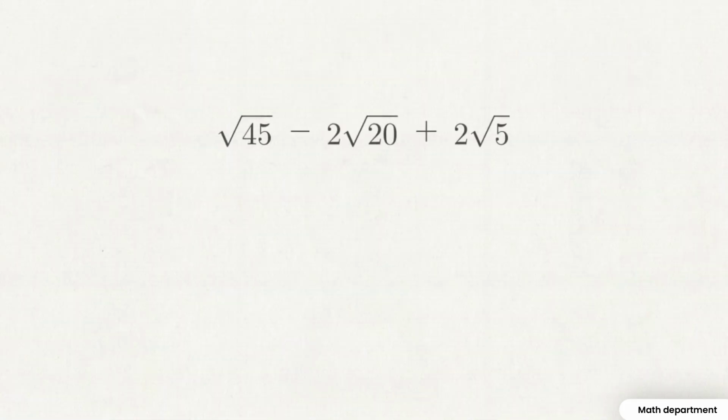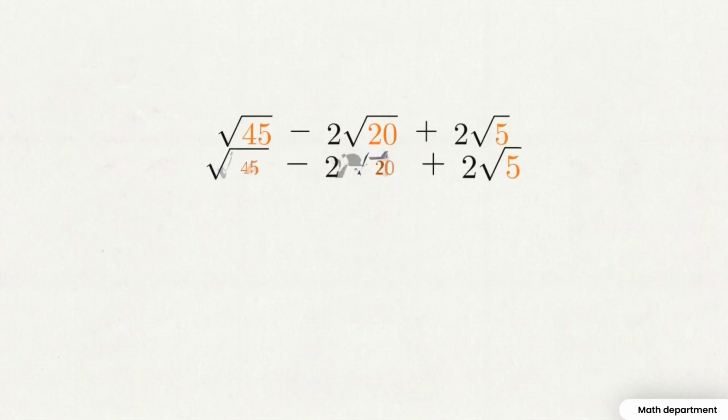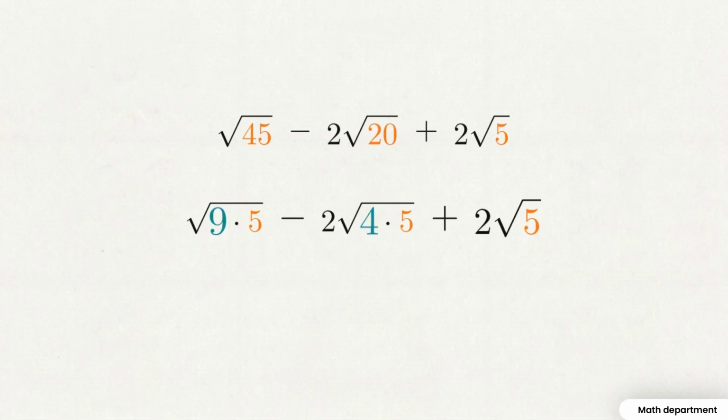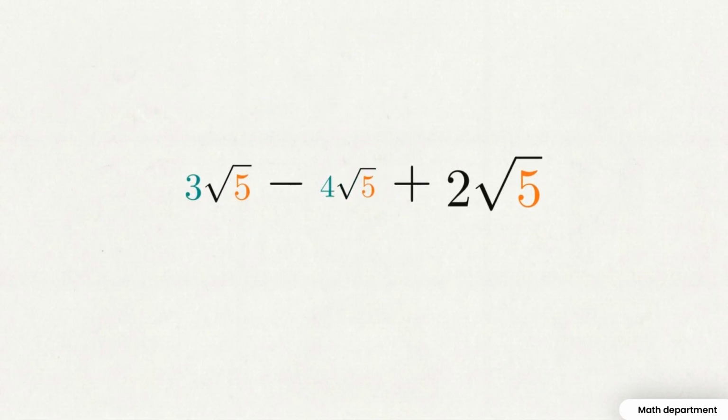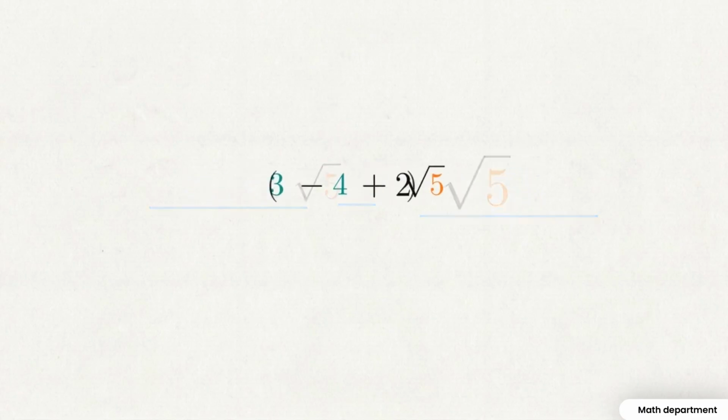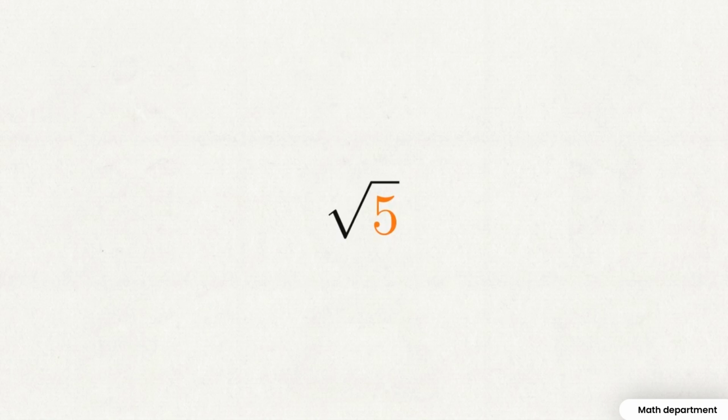When adding or subtracting radicals, there is a strict condition. The terms cannot be combined unless the numbers inside the roots are exactly the same. Right now, these are completely mismatched. If we factor them down, pulling a 9 out of 45 and a 4 out of 20, we simplify the expression to 3 root 5 minus 4 root 5 plus 2 root 5. This reveals they actually share the exact same radical base. Now combine the outside coefficients. 3 minus 4 plus 2 leaves us with a single square root of 5.